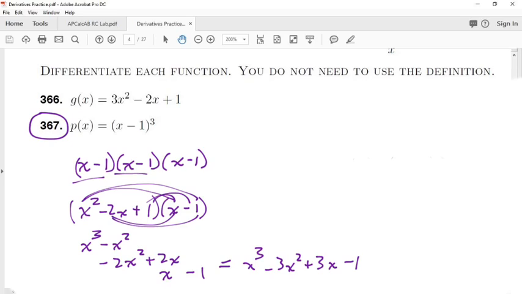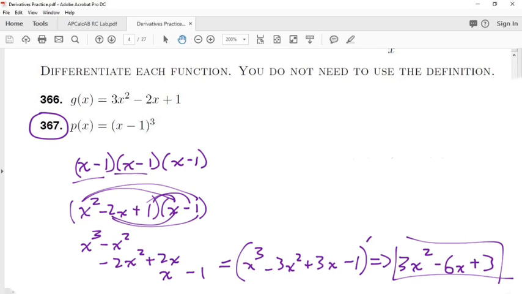Now take the derivative of it. What do we get? We can write that like this, we find the p prime of that. So 3x squared minus 6x plus 3, and the constant just goes away. So that's not that bad. This is what p prime equals.